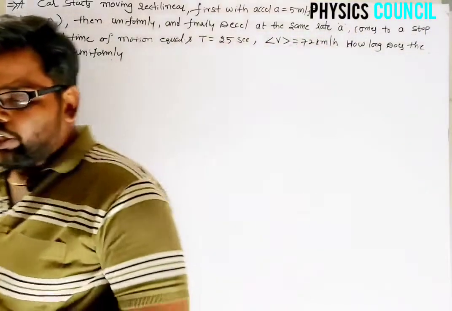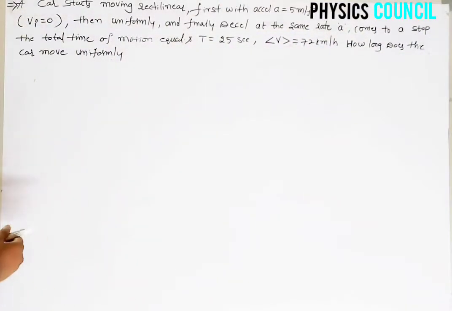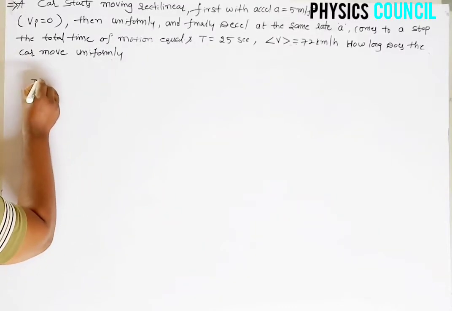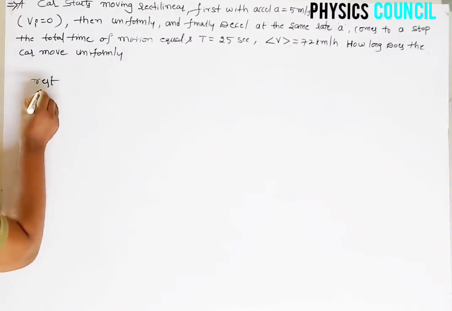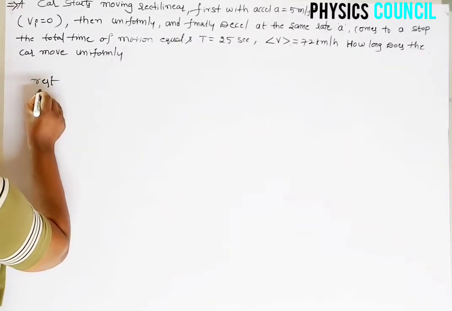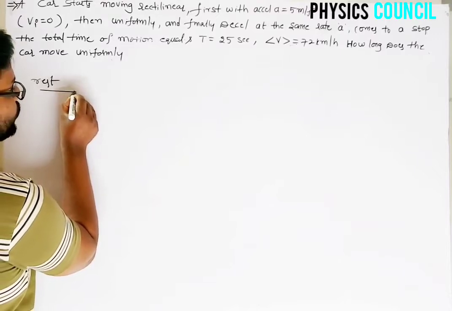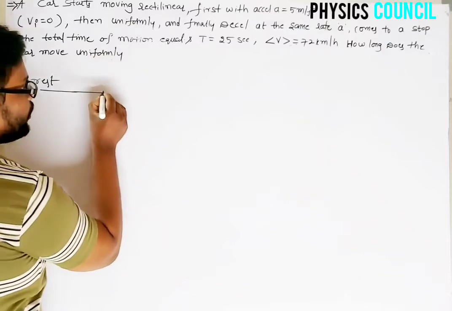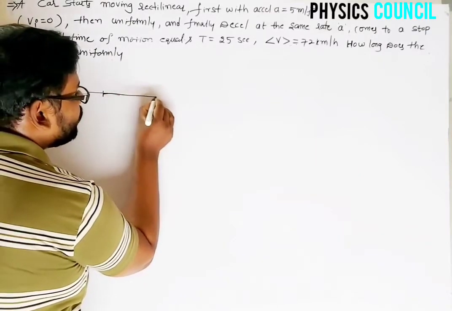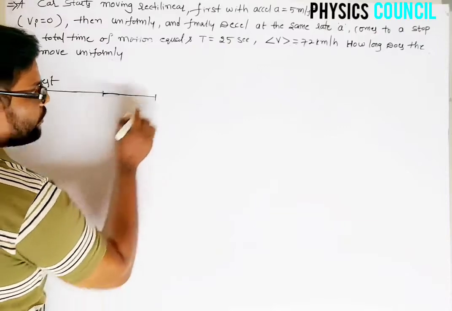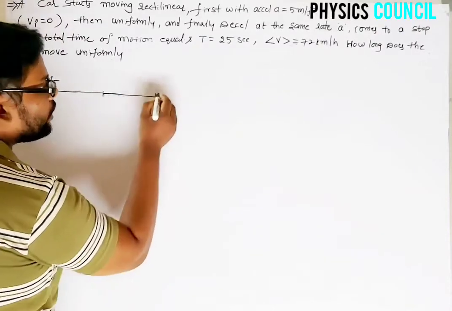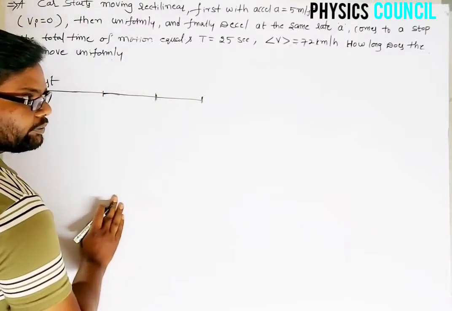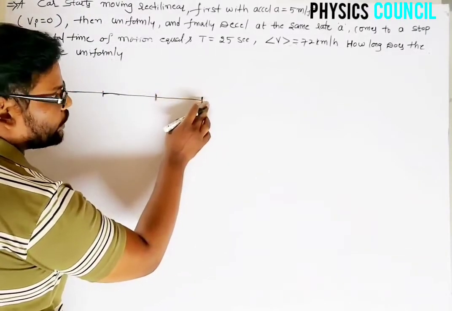Let's get into the scenario now. Initially the car starts from rest, isn't it? It starts from rest and moves with the acceleration a equals 5 meter per second square, and after that uniform motion, and then it starts decelerating and finally it comes to a stop position.